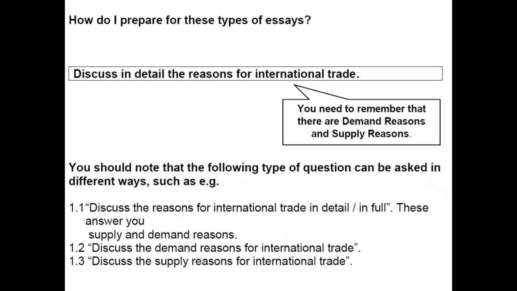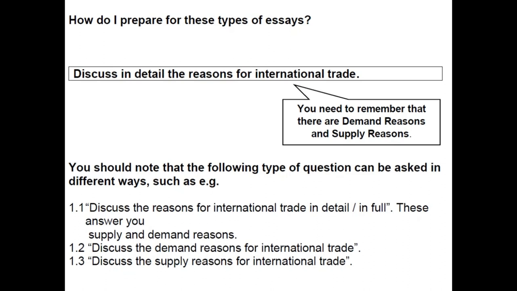Now, grade 12s, I'm going to make an example and I'm going to assist you with something. For example, how do I prepare for an essay? Let's look at this question. Discuss in detail the reasons for international trade. Now, this is an example, grade 12s. Now, how do you study and how do you attempt this essay in the exam.